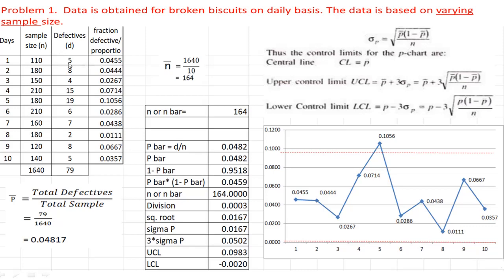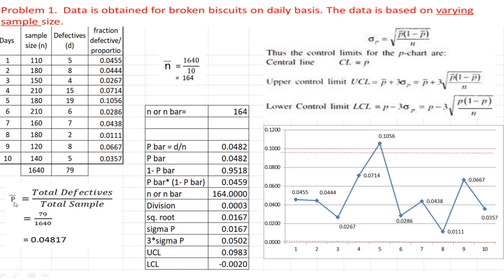Say for example 5 divided by 110, we will get the answer 0.0455, and similarly we will find it out for 10 days. Now let's consider that this problem is related with the number of broken biscuits on a daily basis. For example, on one day a sample size of 110 cartons is considered, out of which we find 5 boxes defective. On the second day 180 cartons have been taken as a sample, out of which 8 are defective, and similarly.